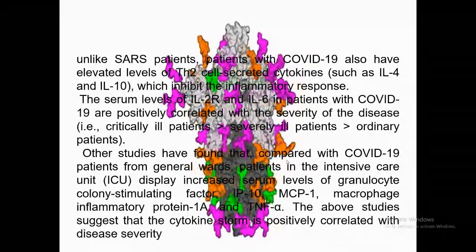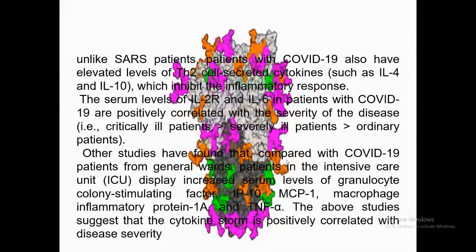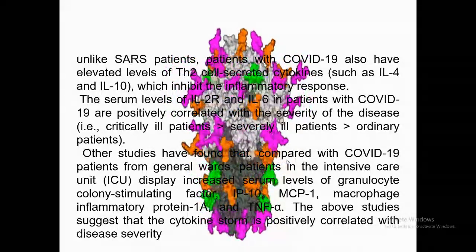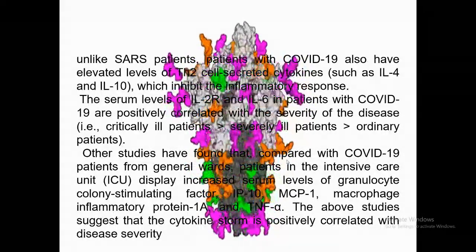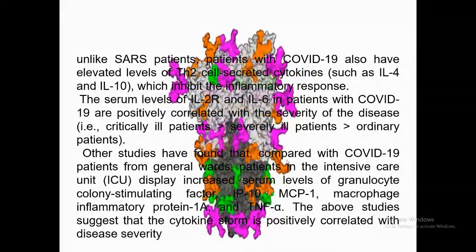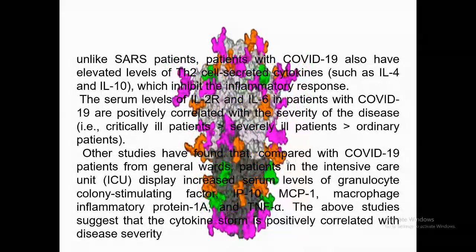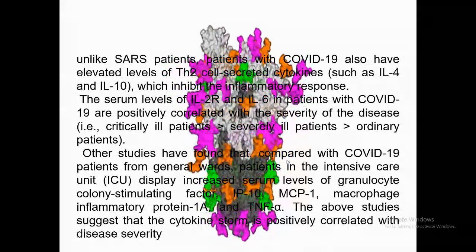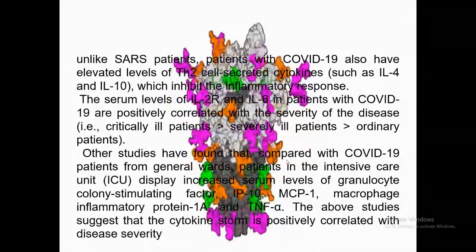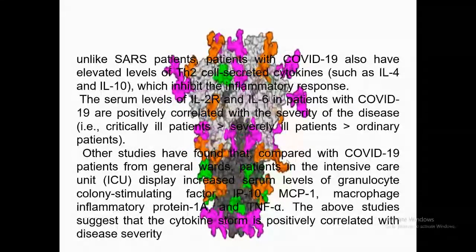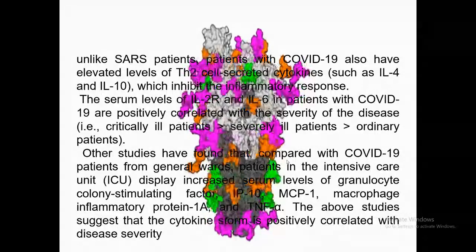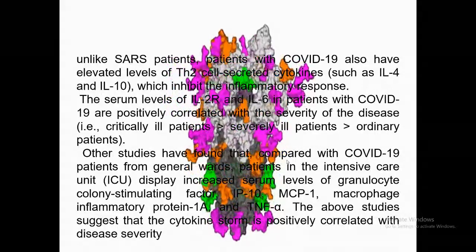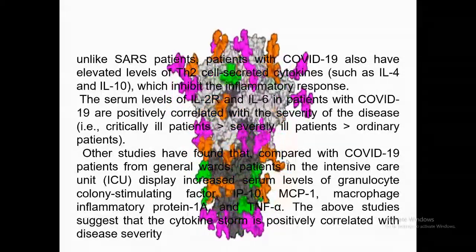Recently, COVID-19 patients have been found to have elevated levels of T helper cell cytokines, including interleukin 4 and interleukin 10, which inhibit the inflammatory response. The serum levels of interleukin 2 and interleukin 6 in COVID-19 patients positively correlate with the severity of the disease. That means it is higher in critically ill, severe patients than in ordinary patients.